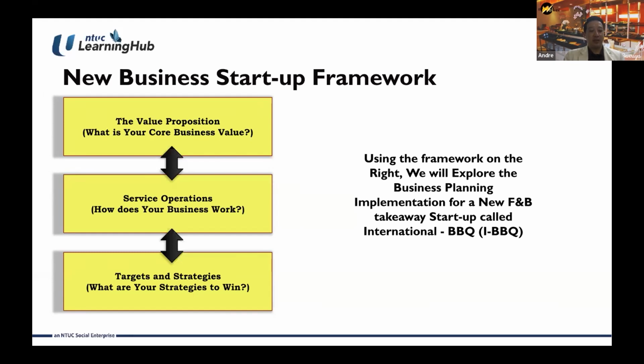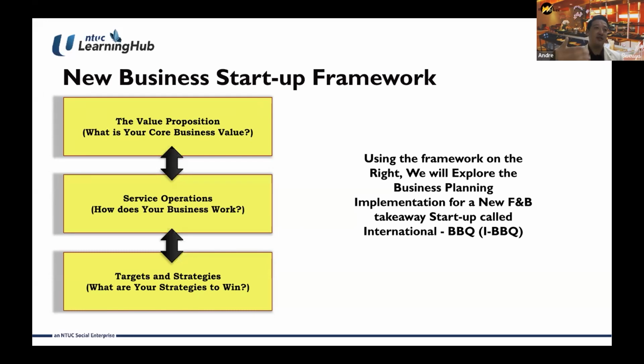So for F&B, it boils down to your food and your beverage. So it has to be of high quality. It has to be of a difference to others. So again, you have to ask yourself, what would be the value proposition of the business?